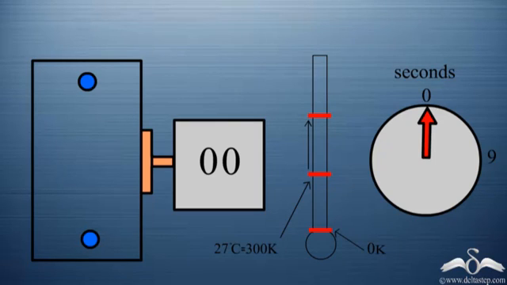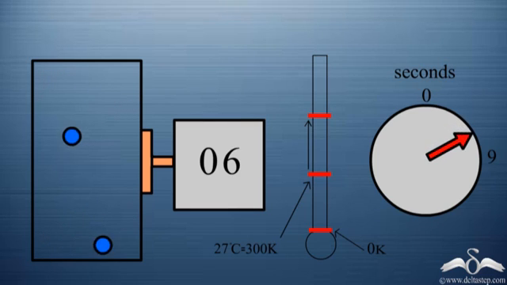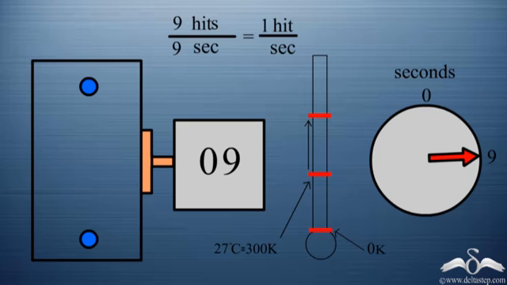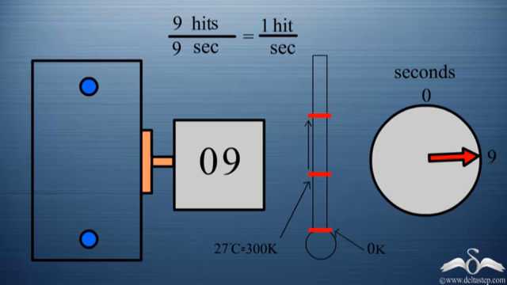So over here we have a container. We have two gas molecules. The temperature is maintained at 27 degrees Celsius or 300 Kelvin. So now let's observe what happens. The molecules are colliding with the walls of the container. So in 9 seconds, there are 9 hits. That is, there is 1 hit per second.